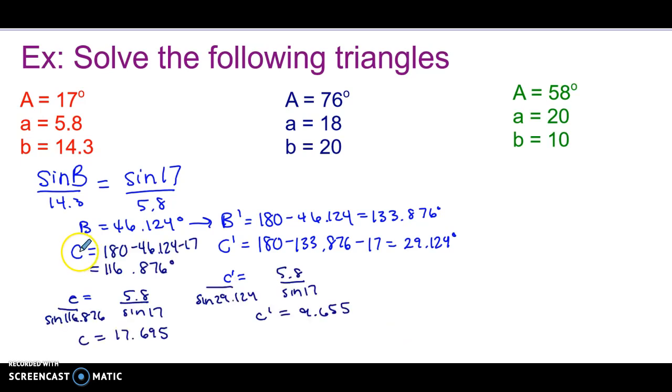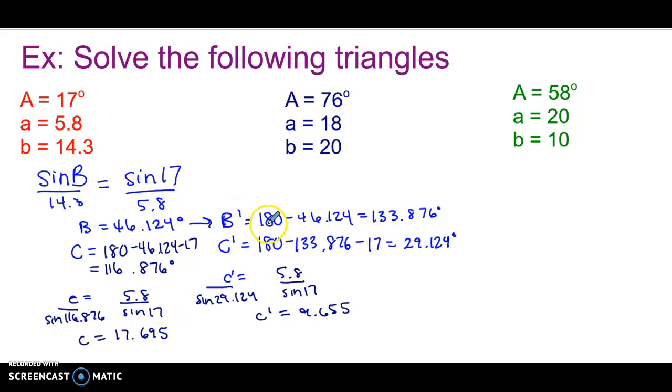So I found the measure of angle C by doing 180 minus angle B and angle A. So I got that angle C is 116.876 degrees. To find side length C, this is where I use that law of sines again, and I found that C is 17.695. That's a length. Remember, because this is an ambiguous case, we had to check if there was a second solution, which there was.